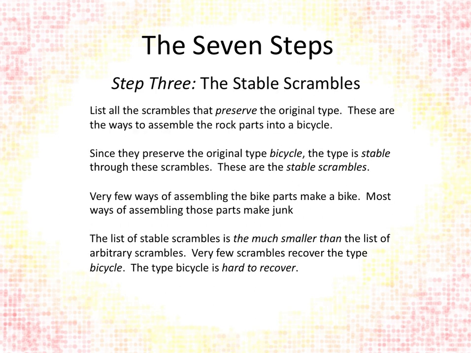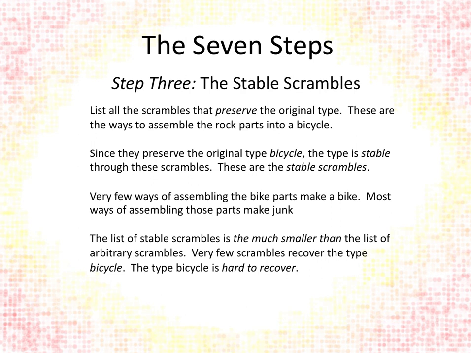Step 3, the stable scrambles. List all the scrambles that preserve the original type, the ways to assemble the bicycle parts into a bicycle. Since they preserve the original type bicycle, the type is stable through these scrambles, and these are the stable scrambles. Very few ways of assembling the bike parts make a bike. Most of the ways of assembling those parts make junk.